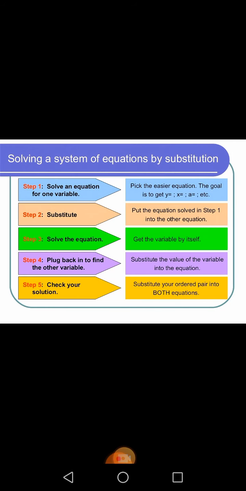Again, solving a system of equations by substitution. I write the steps here again. Step 1, solve an equation for one variable, which means pick the easier equation. The goal is to get y equals, x equals, or a equals. Step 2, substitute.